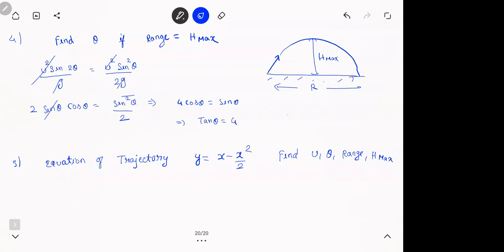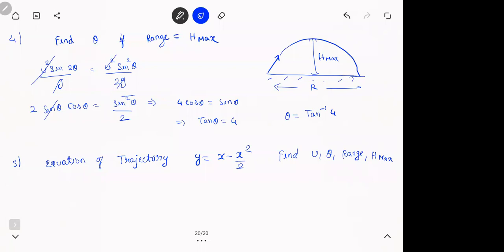So that's it, done actually. Options will be like tan inverse 1 by 4, tan inverse 4, cot inverse 4, cot inverse 1 by 4, something like that. We can leave it, there's no need to find the exact angle, we won't be able to find it. The answer will be theta is tan inverse 4. So fourth one is simply take the range formula, the H max formula, put it there and get it.